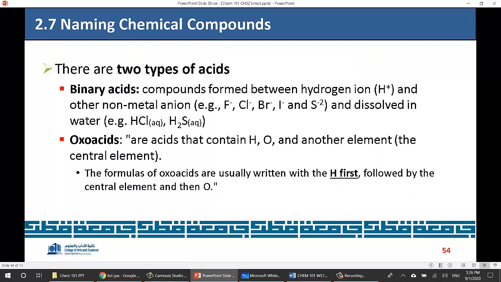There are actually two types of acids. There are the binary acids, just like HCl, HBr, and those things. H2S would be one of them. And oxy acids, which contain oxygen in them.